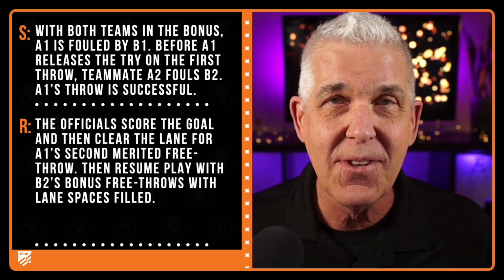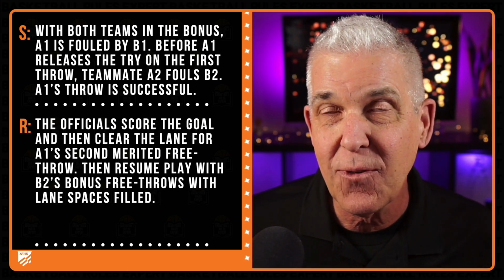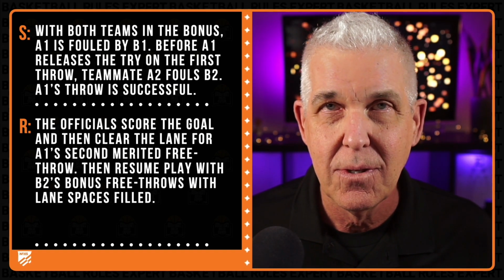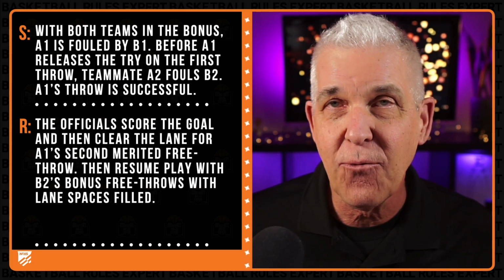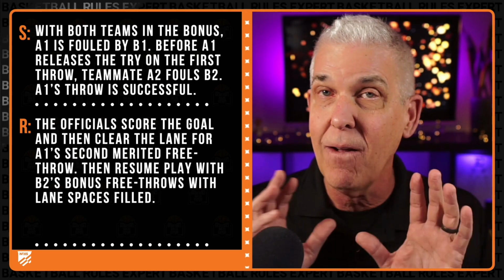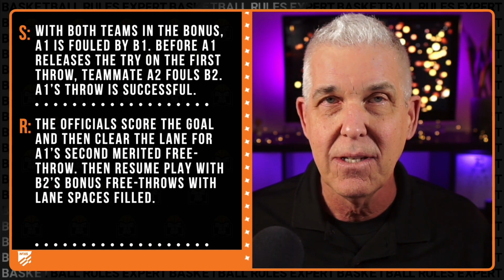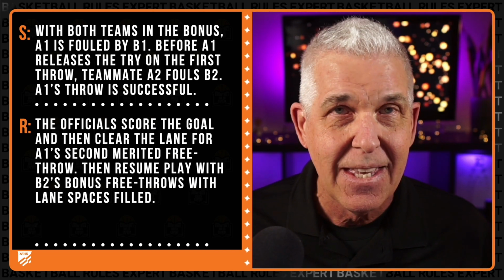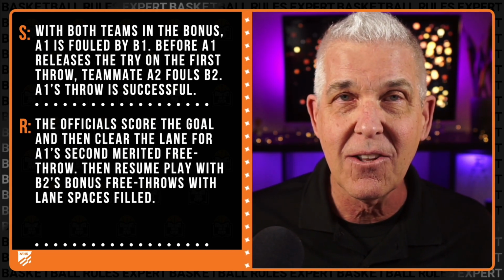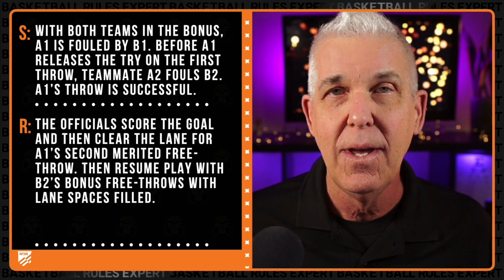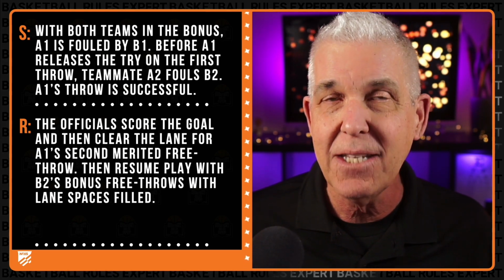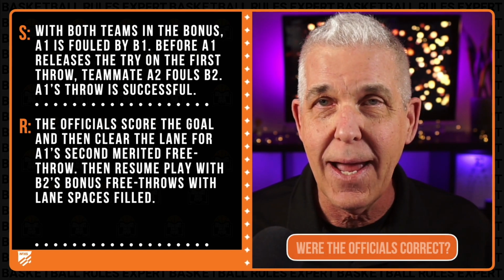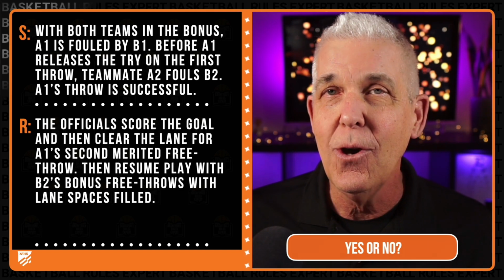Let's review. With both teams in the bonus, A1 is fouled by B1. A1 goes to the line for their merited free throws. Before they release their first free throw, their teammate commits a foul in anticipation of the rebounding action, and the try is successful. The officials score the goal, then clear the lane for A1's second merited free throw, then resume play with B2's bonus free throws with lane spaces filled. Were the officials correct? Yes or no?